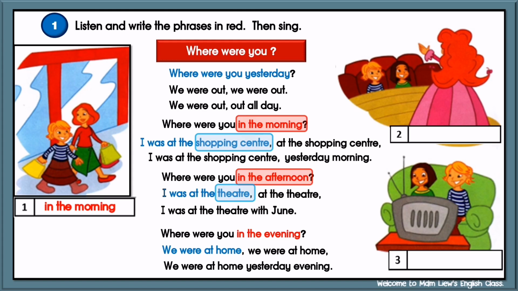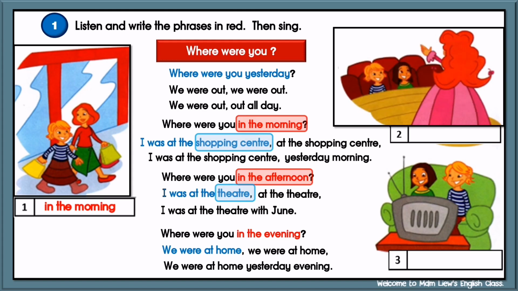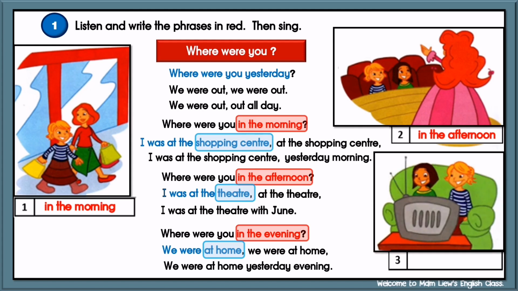Let's find out which picture is at the theater. Yes, number 2. So right here, number 2, in the afternoon. Next, where were you in the evening? We were at home. Let's find out which picture is at home. Yes, number 3. So right here, number 3, in the evening. Now, I'm going to play you the song again. Listen and sing along. Ready?